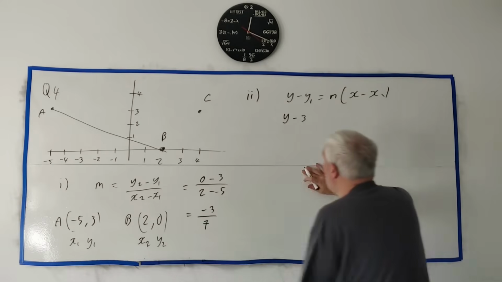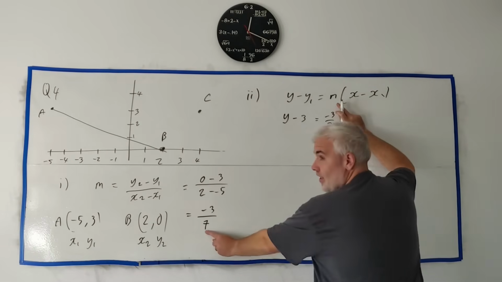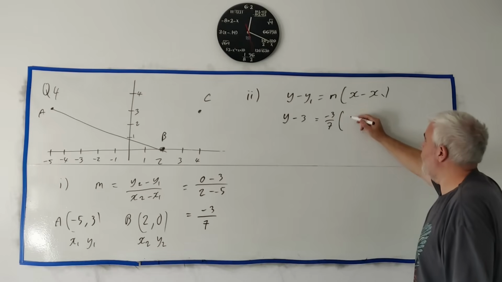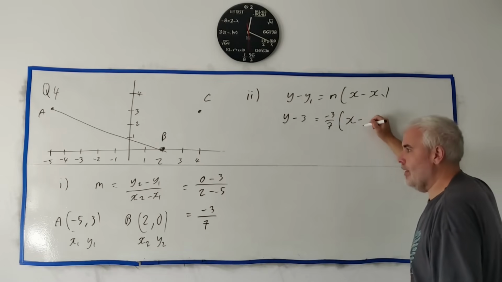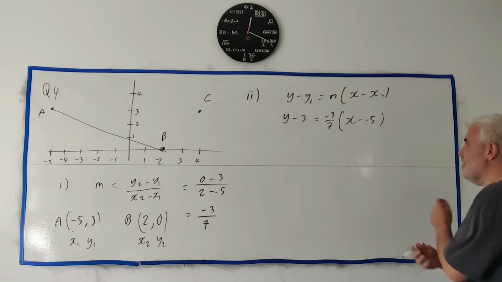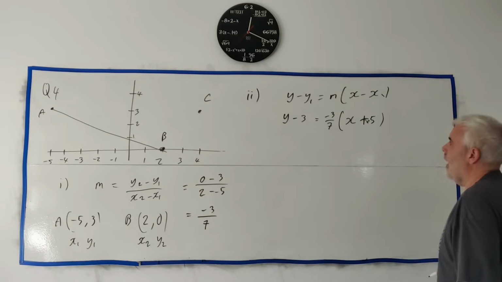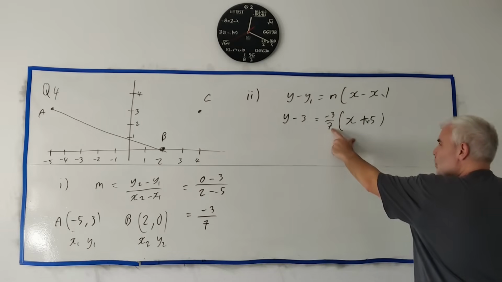I'll take this 3 and put it in. Equals minus 3 over 7. I'm putting this in for m, multiplied by x minus 5. Okay, let's start cleaning this up. First of all, this can be turned into a plus. Next, let's get rid of this fraction.